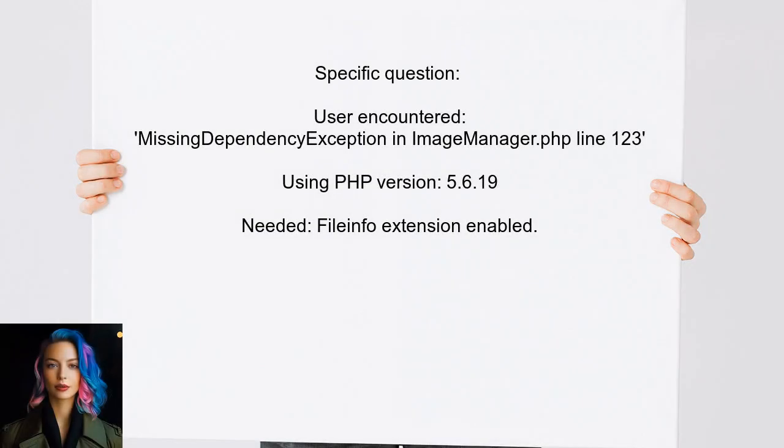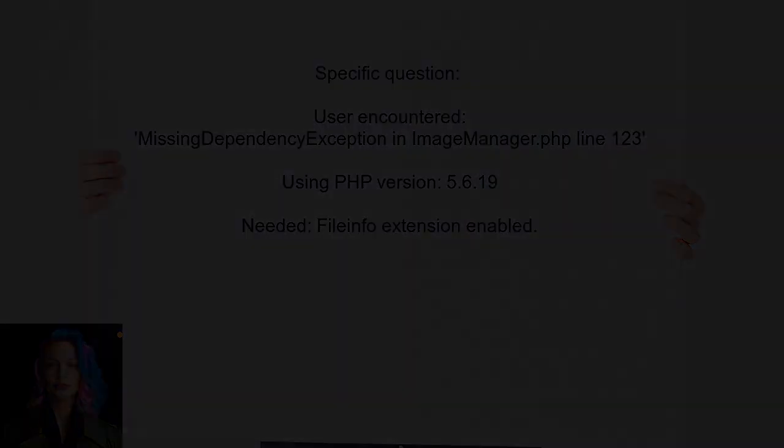Let's dive into the specific question at hand. One user recently encountered a missing dependency exception error in their Laravel project after uploading it to a shared server. They were using PHP version 5.6.19 and needed the Fileinfo extension enabled. Sound familiar? Let's find a solution together.